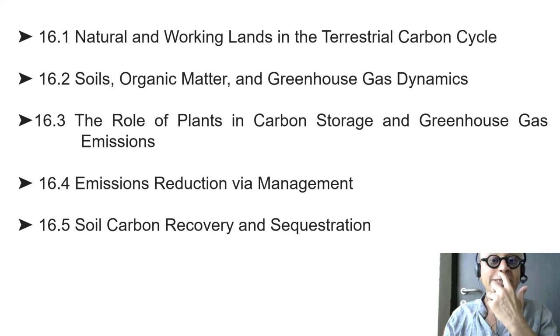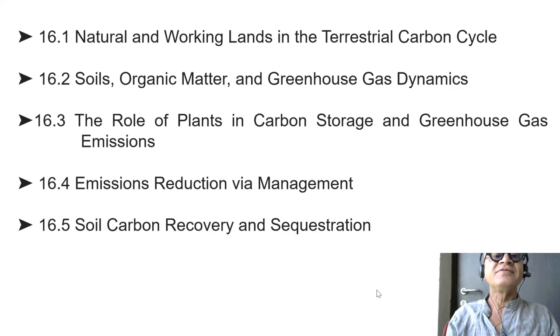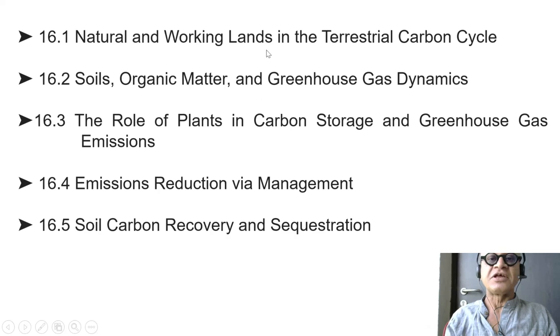What are the options there? Fertilizer use, deforestation, etc. Right? So we look at natural and working lands in the terrestrial carbon cycle. We haven't done explicitly carbon cycle in this course, and we will not go into lots of details here either. But we will touch on it as much as needed for making this chapter complete.